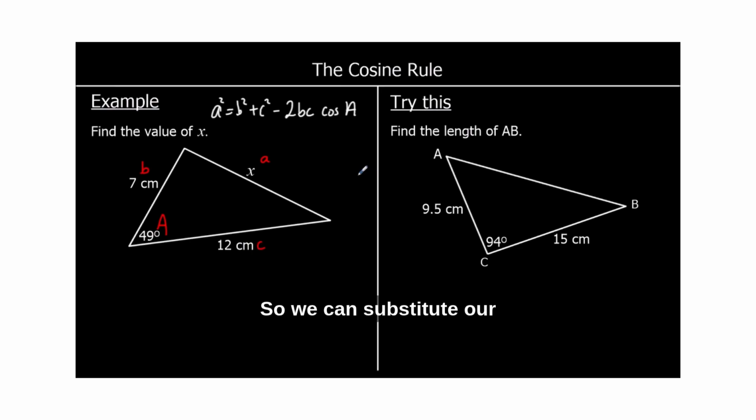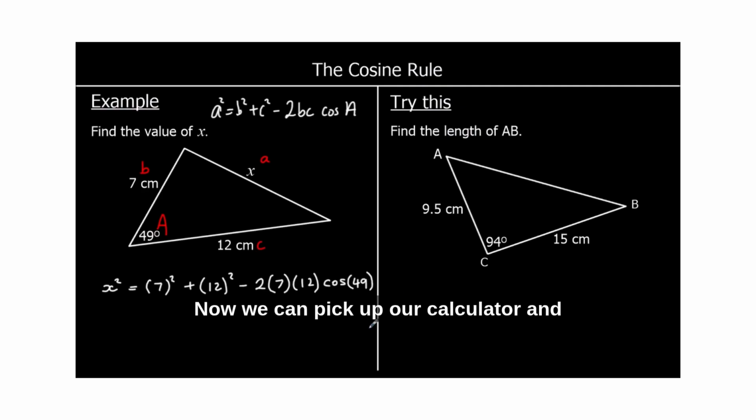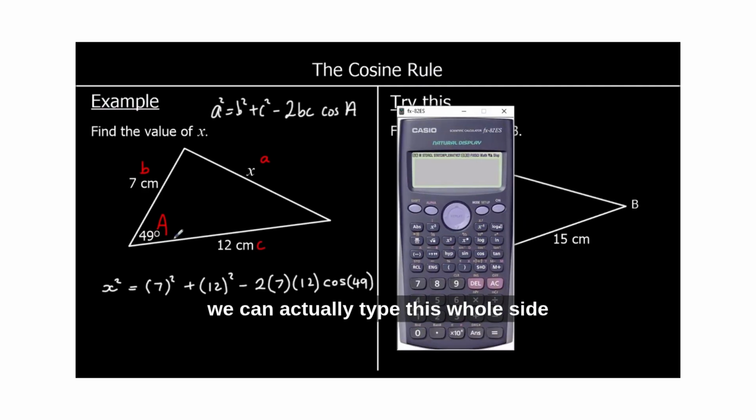So we can substitute our values into our formula now. We've got x squared equals 7 squared plus 12 squared minus 2 times 7 times 12 cos 49. So we've substituted our values in. Now we can pick up our calculator and type this whole side in: 7 squared plus 12 squared minus 2 times 7 times 12 cos 49.